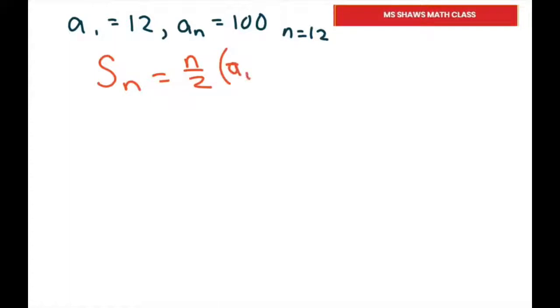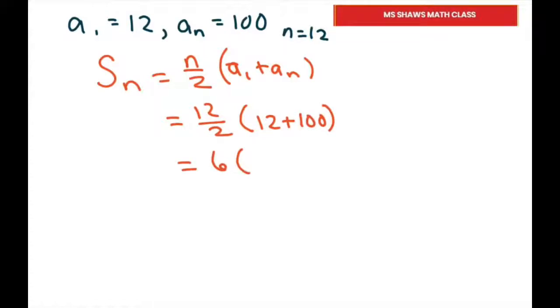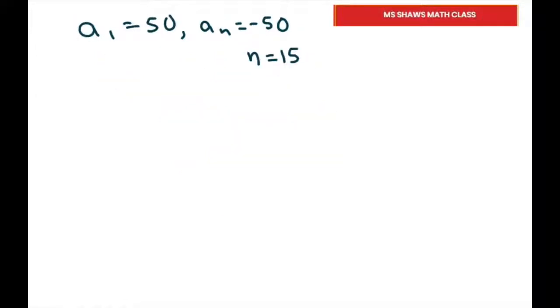times your first term plus your last term. So this equals 12 divided by 2, and you're going to add 12 plus 100. So this equals 6 times 112, and that equals 672. So that one's straightforward. So you try the next one.